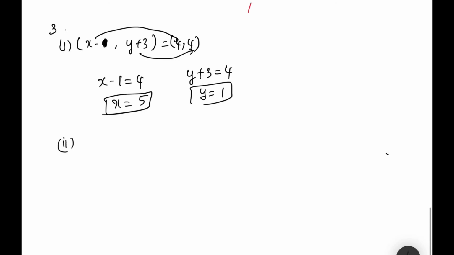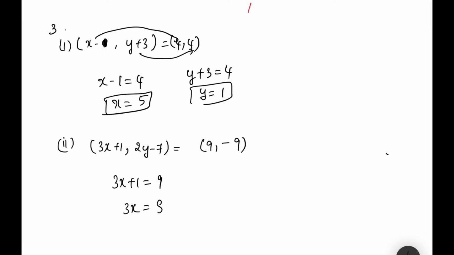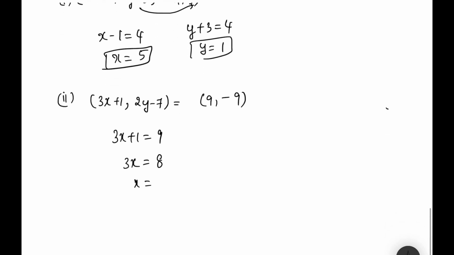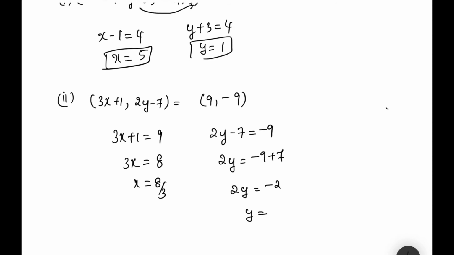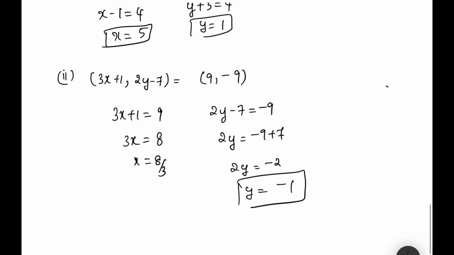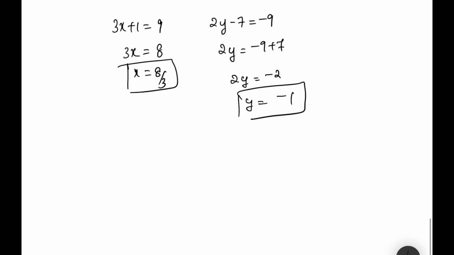Coming to the second sub question, you have (3x + 1, 2y - 7) = (9, -9). 3x + 1 equal to 9. 3x is equal to 9 - 1, that is 8. x is equal to 8/3 you will get. Similarly, 2y - 7 is equal to -9. 2y equal to -9 + 7. 2y is equal to -2. y is equal to -2/2 is -1. You get the value of y as -1. x is 8/3.